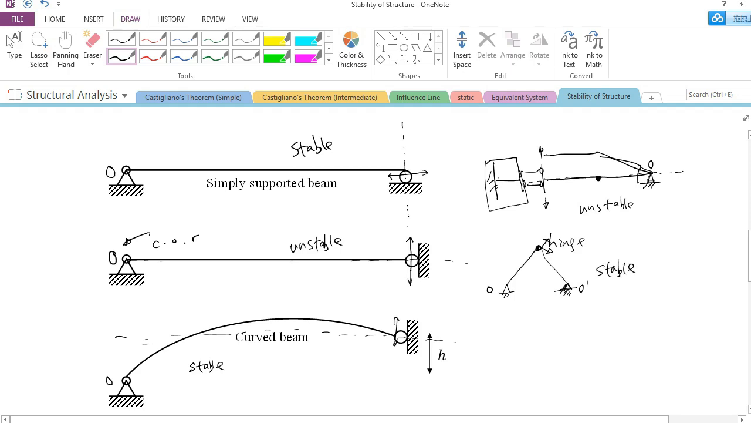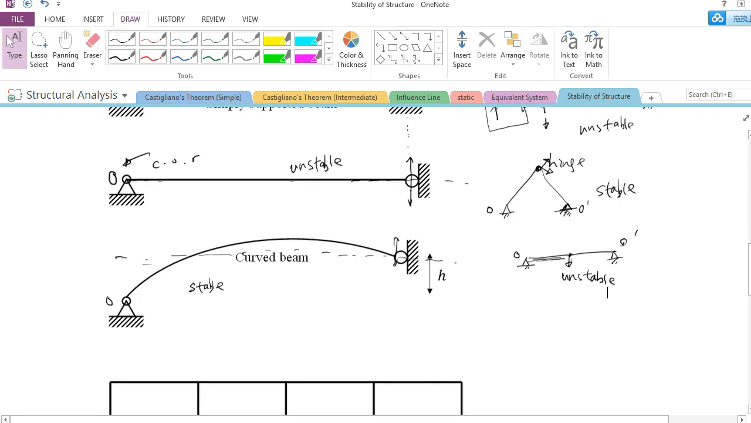However, if you see something like this, this is a hinge. So this is a center of rotation, and this is a center of rotation. This point will move downward for this part of the beam, and this point will move downward for this part of the beam. So this is an unstable structure.